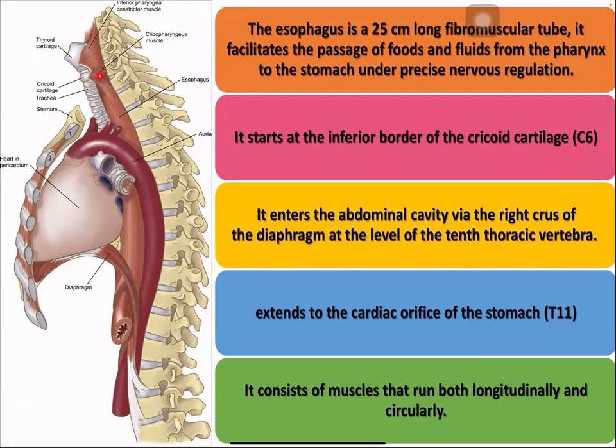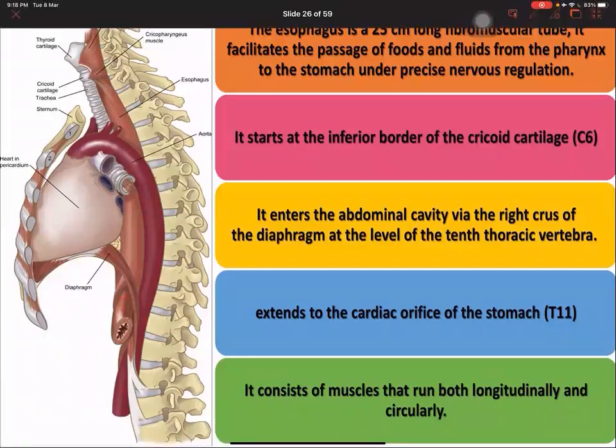It demonstrates its upper end. It enters the abdominal cavity via the right crus of the diaphragm. This is the right crus of the diaphragm, and it enters the abdominal cavity at the level of T10, extending to the cardiac orifice of the stomach at T11. This is the T10 where it enters the diaphragm. This is T11 where it joins the stomach. It consists of muscles that run both longitudinally and circularly.